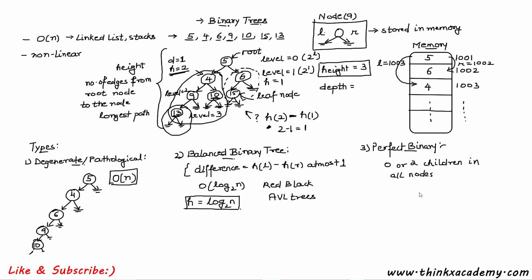An example of a perfect binary tree will be something like this. This is an example of a perfect binary tree. This is also an example of a perfect binary tree. I can extend this more, right? We can have 2 or 0 children. It is also a perfect binary tree. This one is also a perfect binary tree, and so on.